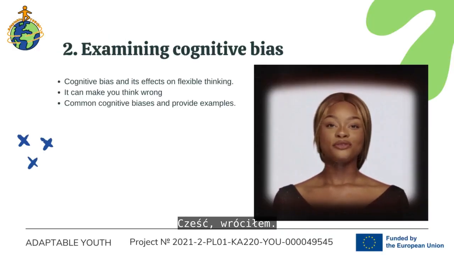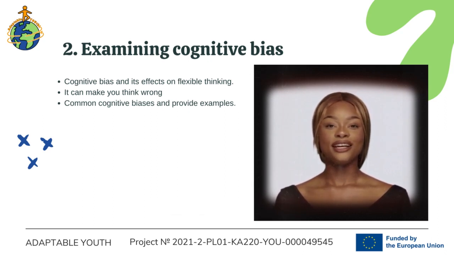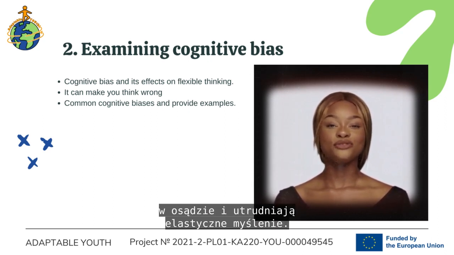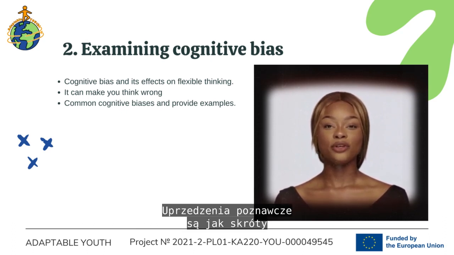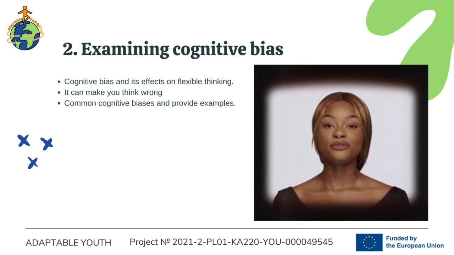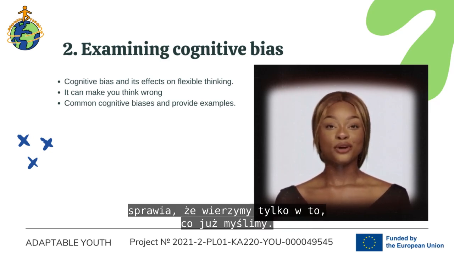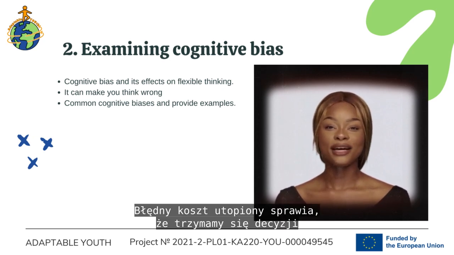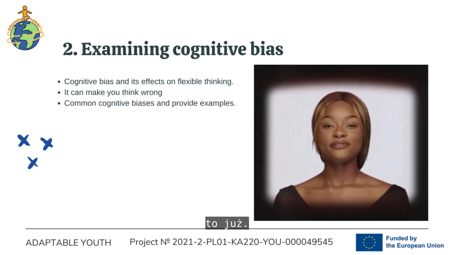Hello, I am back. Next, we'll explore cognitive biases, which are mental shortcuts that can lead to errors in judgment and impede flexible thinking. Cognitive biases are like mental shortcuts that can make us think wrong. For example, confirmation bias makes us only believe what we already think. Sunk cost fallacy makes us stick with a decision just because we've spent a lot on it already.